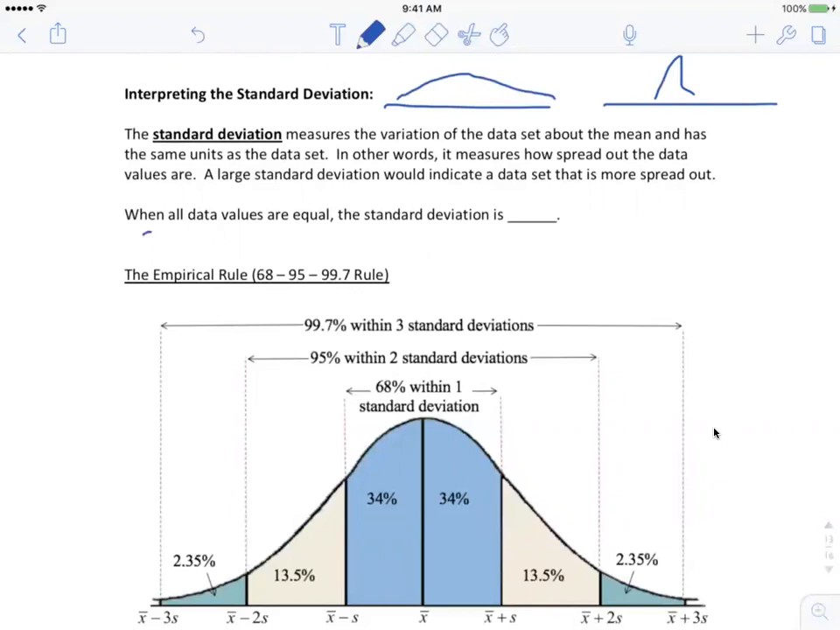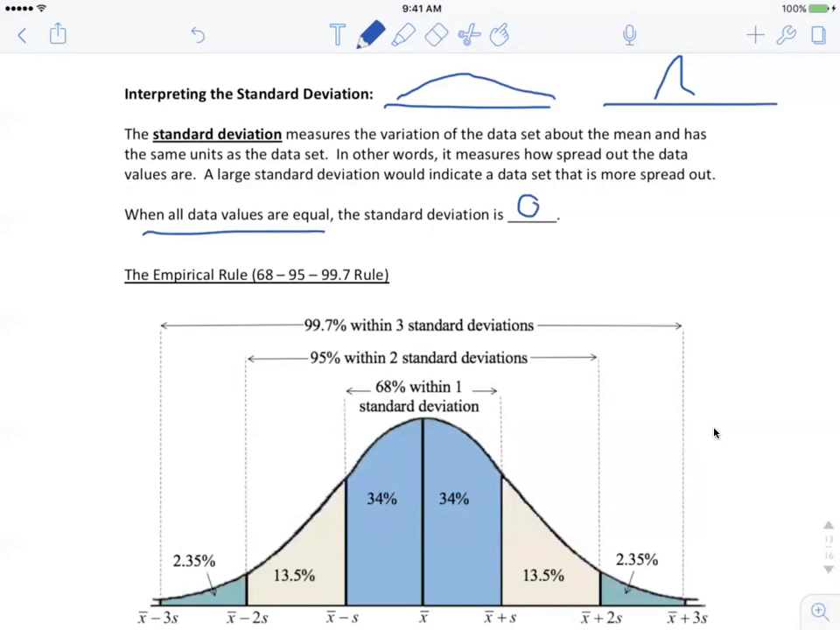And then if all data values are equal, there's no deviation at all from the mean, right? Because all the values are the mean, so the standard deviation would be 0. Which would be the lowest standard deviation you could have. You will never have a negative standard deviation, right?